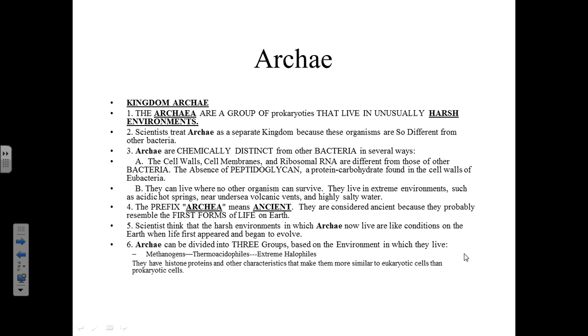All right, another thing that we need to briefly talk about are the archaea. Remember, they're also prokaryotes. And when scientists first found them, they thought they were only found where?